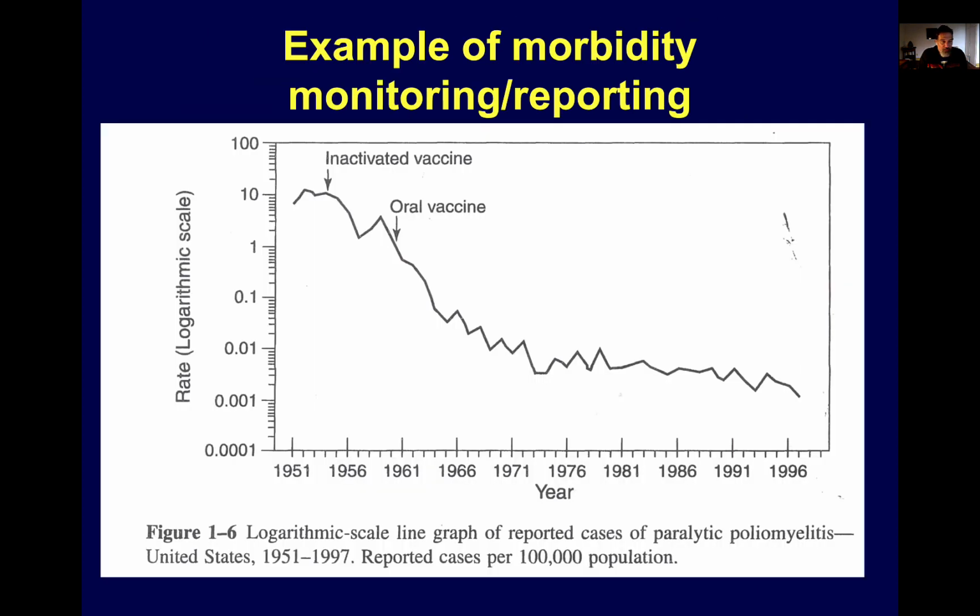So what does morbidity reporting look like? Here's an example of a trend line that is showing cases of polio. So not deaths due to polio, but the number of people, or in this case, the rate with which people are diagnosed with polio over time. And adding on the timeline here, they're including things that could be influencing the trend, such as when vaccines became available.